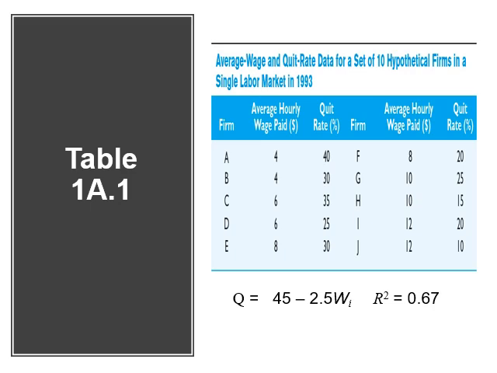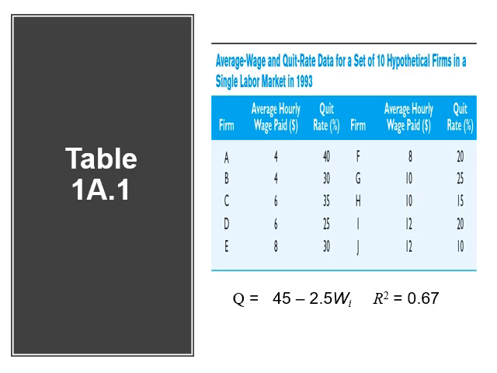طيب علشان نشوف العلاقة ما بين ال average wage وال quit rate، data عندنا الجدول اللي قدامنا ده عبارة عن firms: firm A B C D E F G H I J. دي 10 hypothetical firms and these are the average hourly wage paid in dollars and the third column is the quit rate as a percentage.